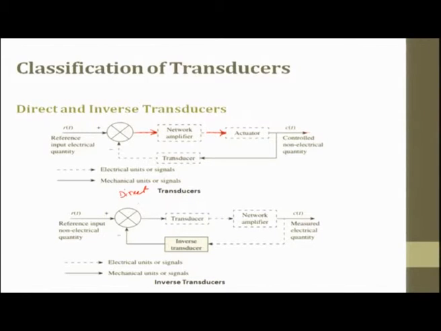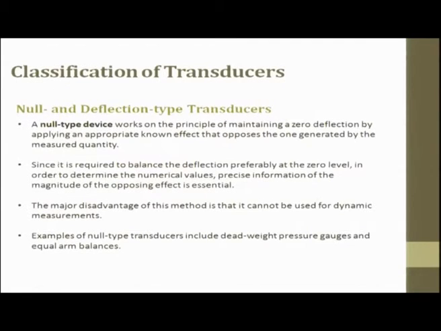here, displacement, then transducer, network getting amplified, and then you get a measured quantity output. From here we get an electrical signal, which goes through the inverse transducer. This is the transducer, this is the inverse transducer, and then you get a mechanical signal, it is compared and the next set of signals goes on. This is a beautiful schematic diagram which tries to talk about direct transducer and indirect or inverse transducer.